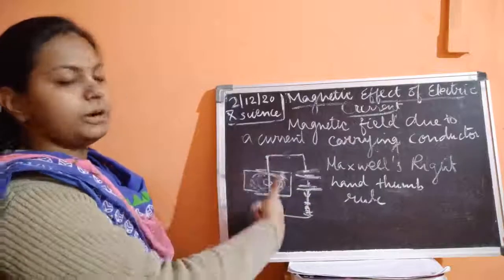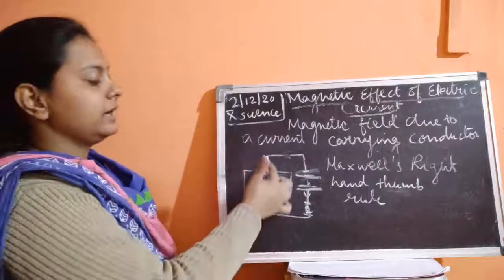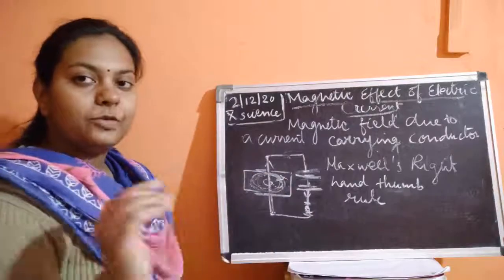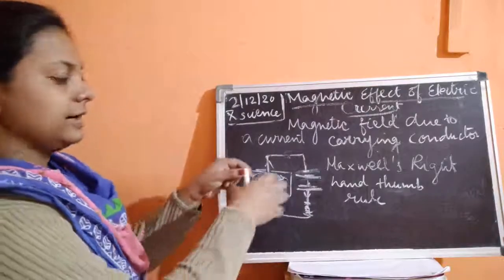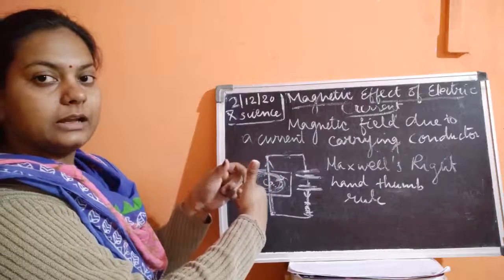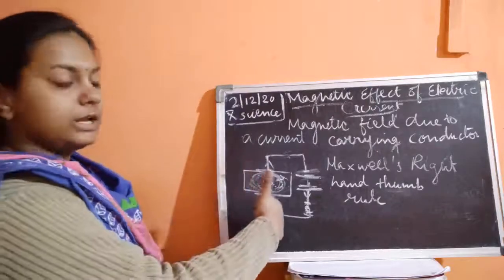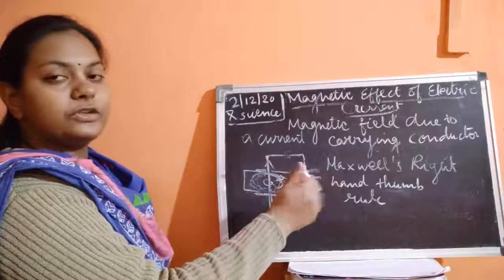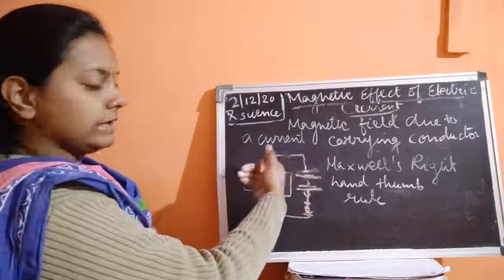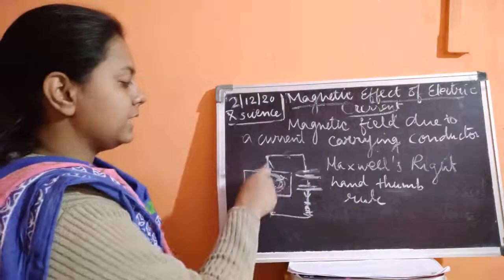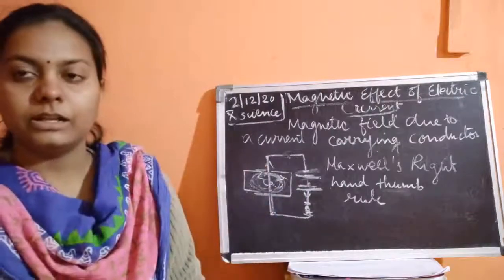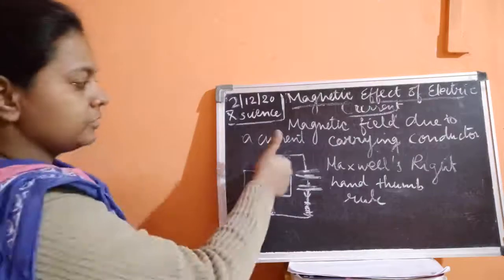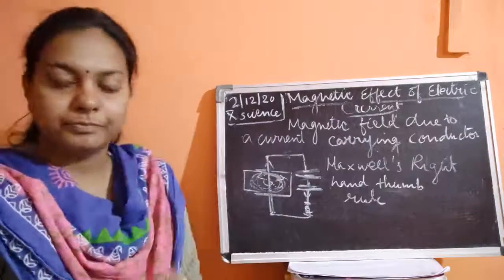The current is going upward in the current carrying conductor. So you have to hold this current carrying conductor in such a way that the thumb is moving in the same direction as the current is flowing. So the fingers are going to tell you the direction of the magnetic field. It is in this manner. It is in the anti-clockwise direction, okay? It is in the anti-clockwise direction, or we can say from left towards right, okay?